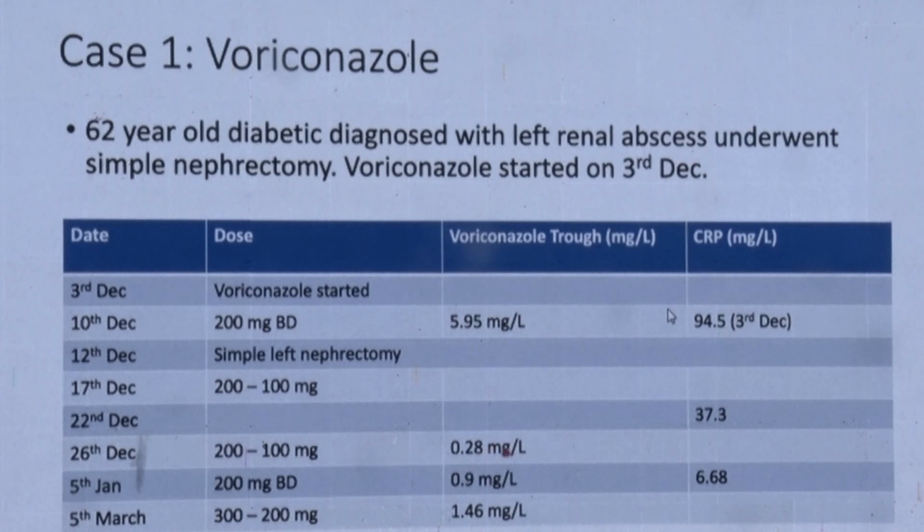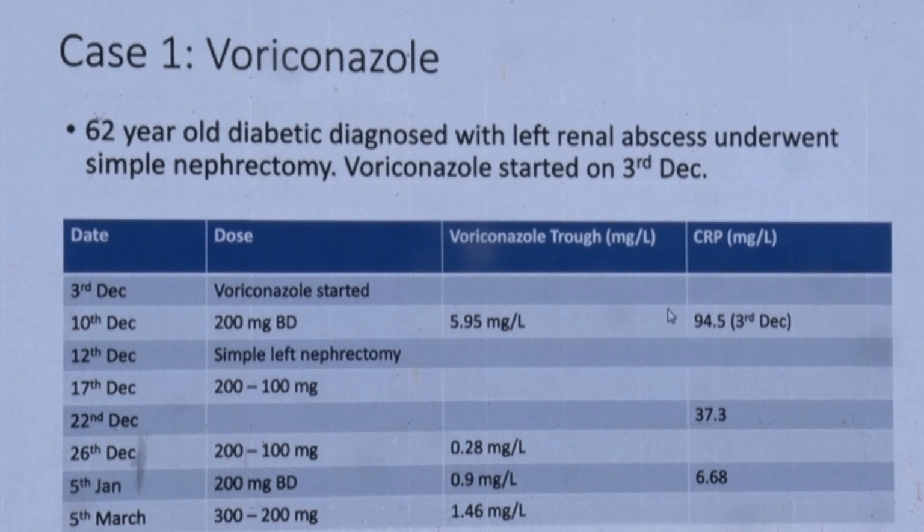So the doctors again increased the dose to 200 BD, and the level still was less than 1. Okay. And then they had to increase the dose to 300 and 200 to reach a level of 1.46. Why did this happen? Because in the presence of inflammation, CYP enzymes are inhibited. Voriconazole is metabolized by CYP enzymes. So when there is an inhibition of metabolism because of inflammation, voriconazole levels will be higher.